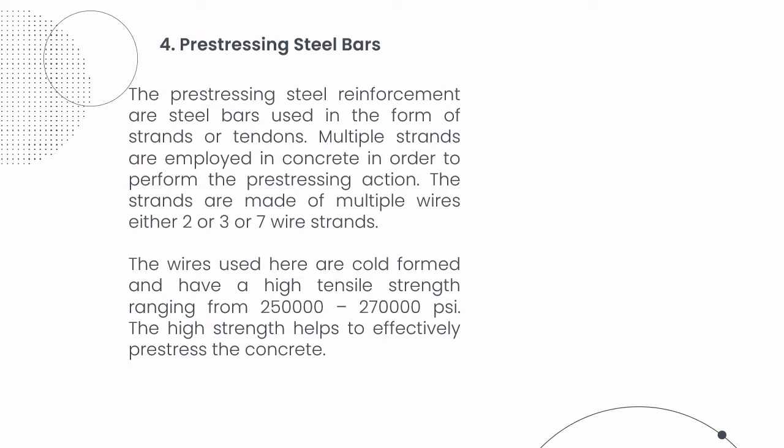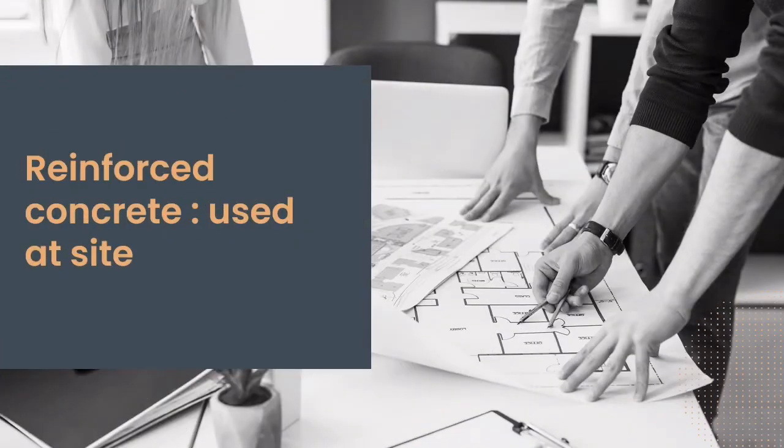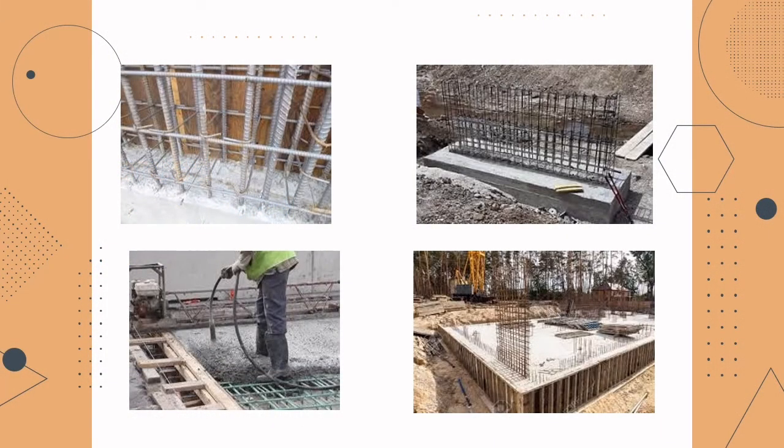The wires used here are cold formed and have a high tensile strength ranging from 250,000 until 270,000 psi. The high strength helps to effectively pre-stress the concrete and reinforced concrete used at sites. So this is a picture of the reinforcement materials we use at sites.